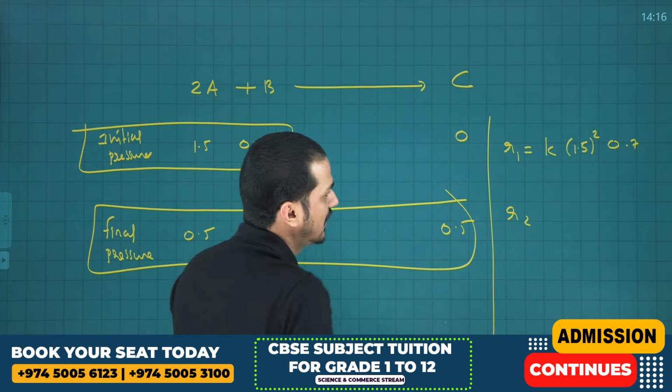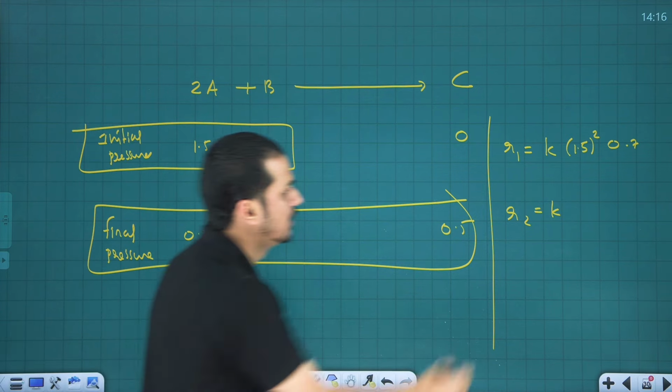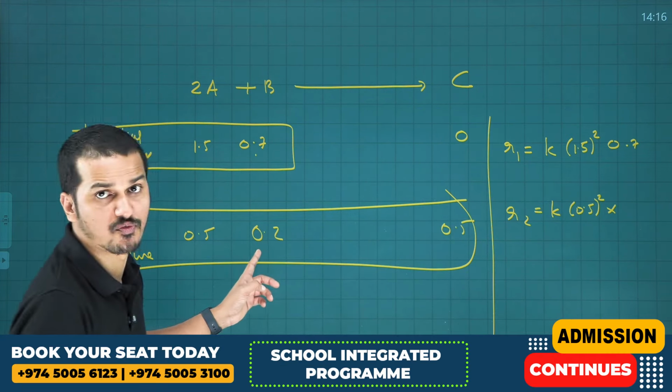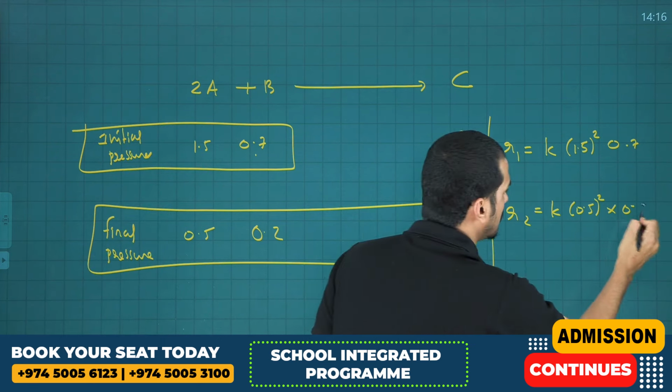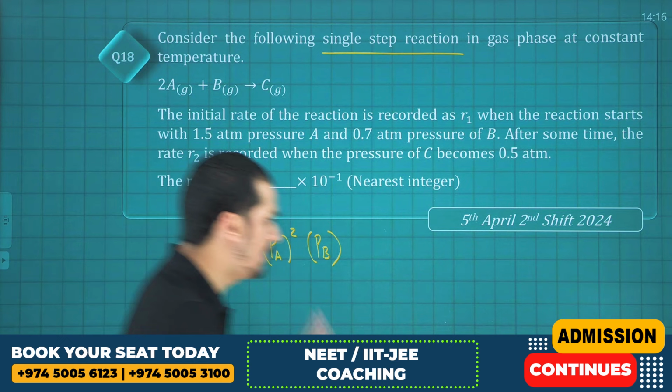Final pressure I can consider. Rate 2 equal to K into partial pressure of A, now it is 0.5, so 0.5 all square, into partial pressure of B, which is 0.2. So this one we already noted. Rate is equal to K into PA square into PB. That PA, PB I am substituting.